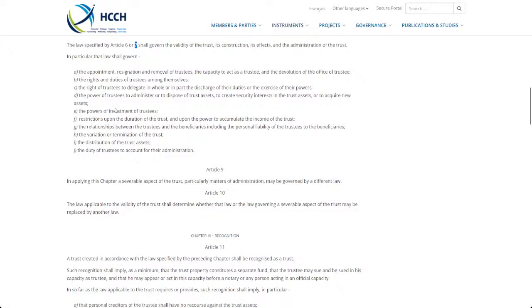The rights and duties of trustees among themselves, the rights and duties to delegate in whole or in part the discharge of their duties or the exercise of their powers, the power of the trustees to administer or to dispose of trust assets. Who's governing the powers of the trustees? Who's governing the disposition of the assets of the trust? To create security interest in the trust assets or to acquire new assets. The powers of investment of the trustees. Restrictions upon the duration of the trust and upon the power to accumulate income of the trust.